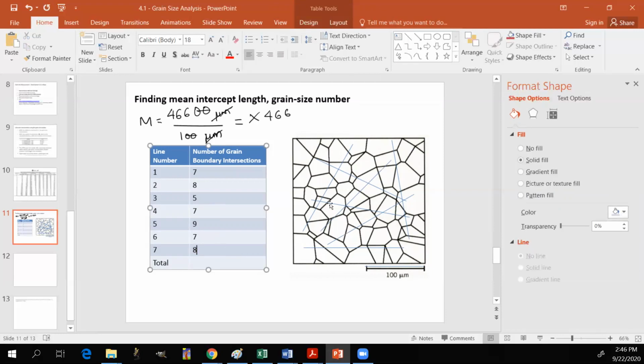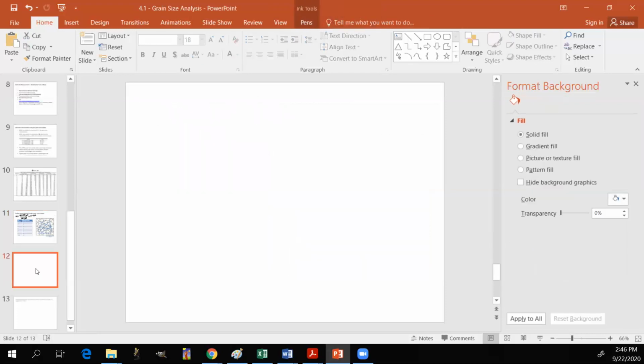Then what we do is, from these 7 lines, you have all of these, just sum them all up, right? So it's 7 plus 8, 15, 20, 27, 36. 36 plus 7 is 43, right? 43 plus 8 is 51. So you end up with 51 total intercepts, right? Then the next step is to figure out what the overall length is going to be.